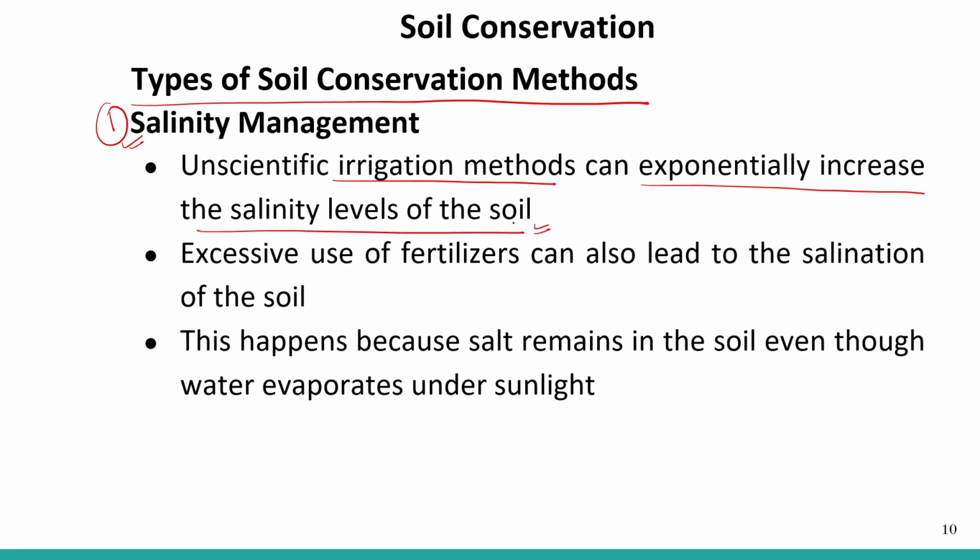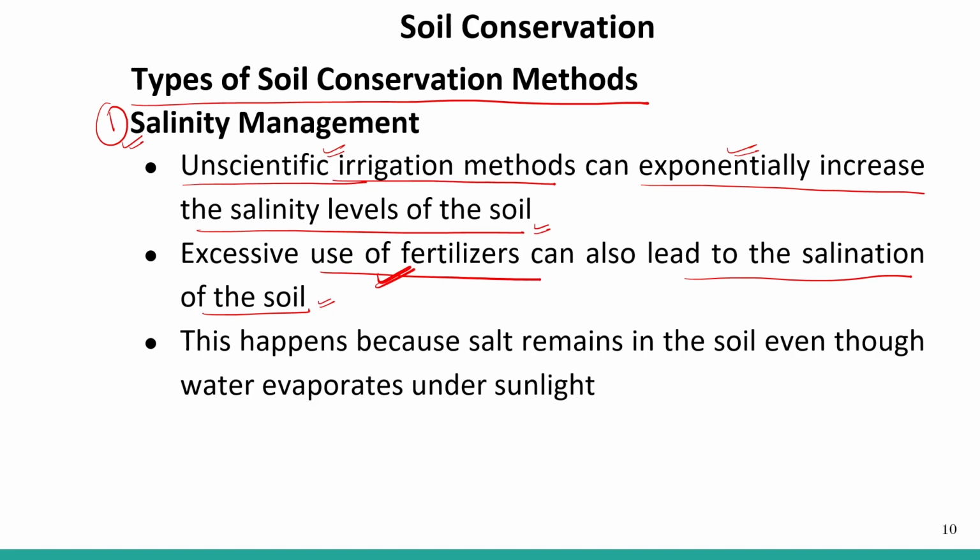So how did it happen? If we are using irrigation in an unscientific way, that exponentially increases the salinity level of the soil. The excessive use of fertilizer can also lead to salination of the soil. We are so selfish that every time we just use fertilizer, crop to crop. But what will be the effect of these fertilizers after 4 years, 5 years, or 10 years? The soil becomes so saline that it will not support the growth of any type of crops.